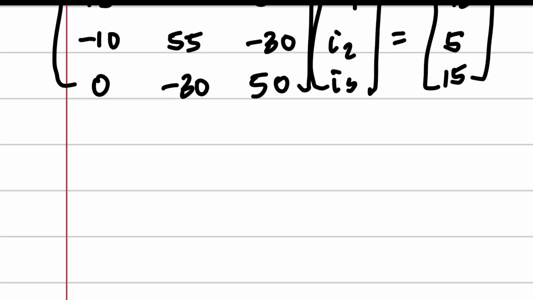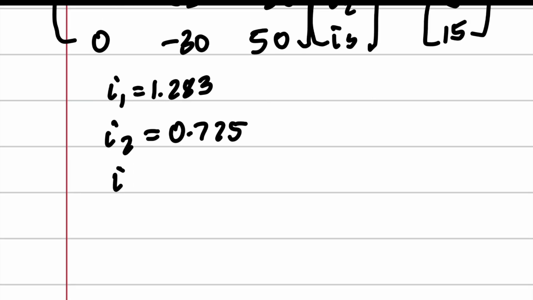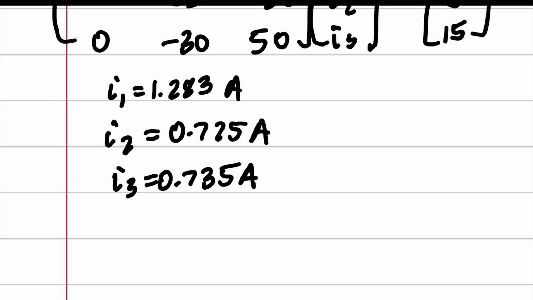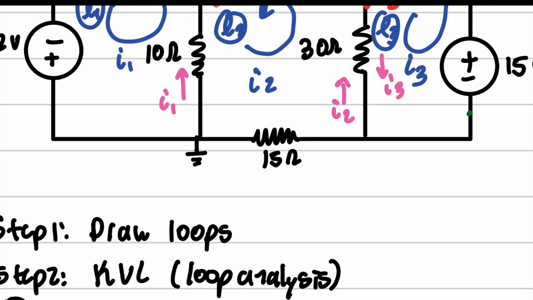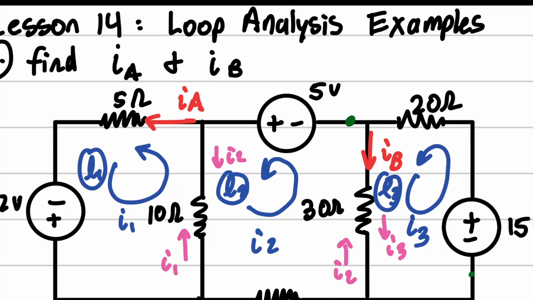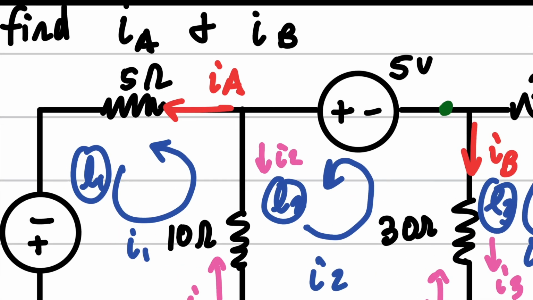And we are going to get I1 equals 1.283, I2 is equal to 0.725, and I3 is equal to 0.735, amps, amps, and amps. Okay, these are not our answers. We've specifically been tasked to find IA and IB. Now, IA is directly given to us. It's just I1 because we just have I1 going through the 5 ohm resistor.